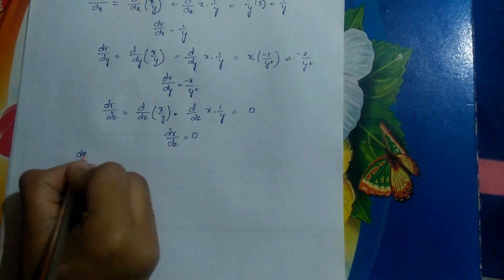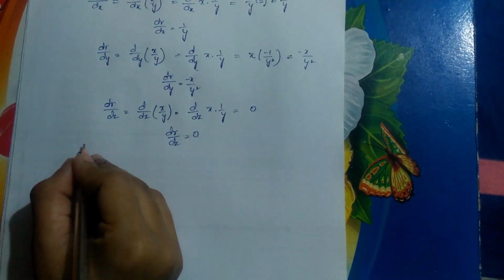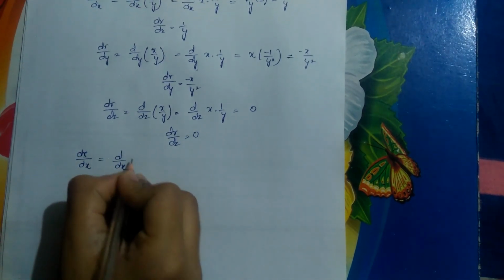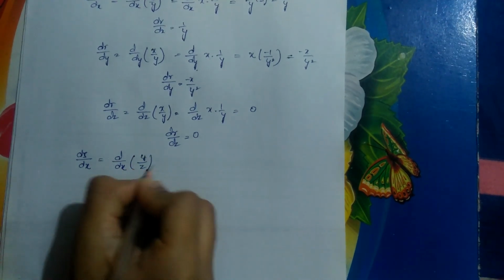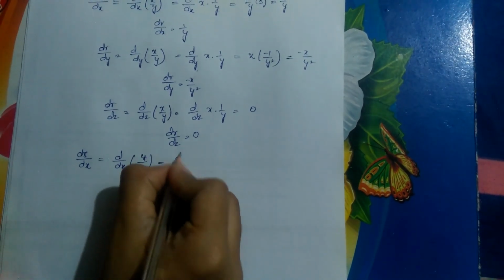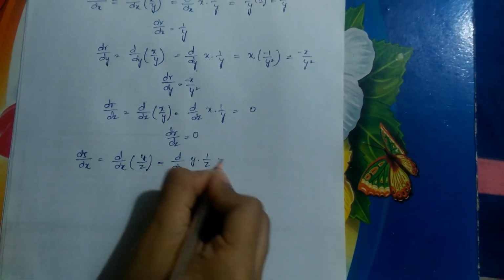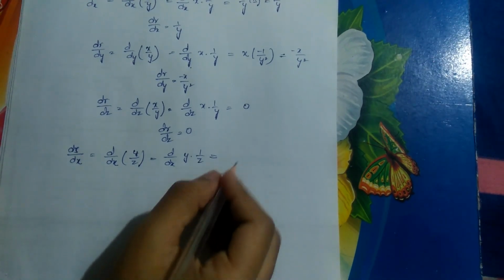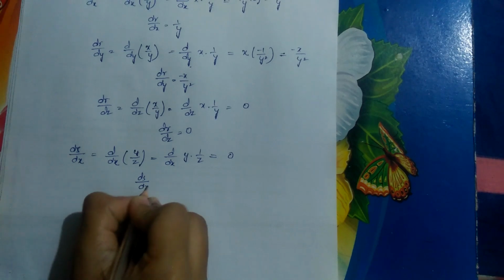So here dou s by dou x is equal to, now here s is derived with respect to x. Dou by dou x of s is y by z. So that equals dou by dou x of y into 1 by z. As there is no x variable in this term, its whole differentiation becomes 0. So dou s by dou x is equal to 0.